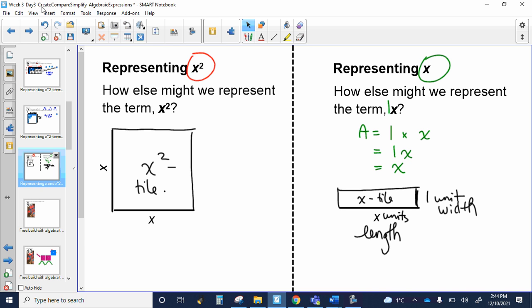Hey everybody, this is video 2 in the series of creating, comparing, and simplifying algebraic expressions. So in the first video, we sort of established a definition for what x squared means in terms of a visual. So we have the x squared tile, and then also what an x term would mean, and we've got a visual for that as an x tile.